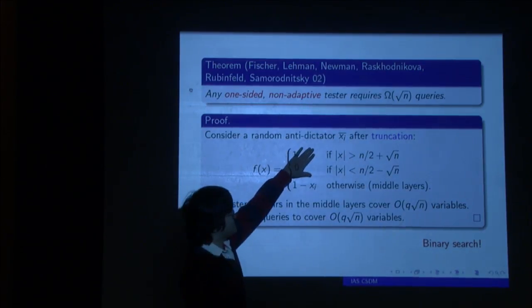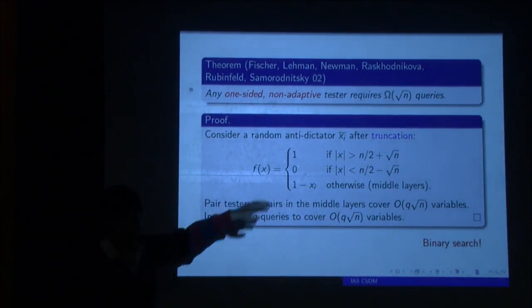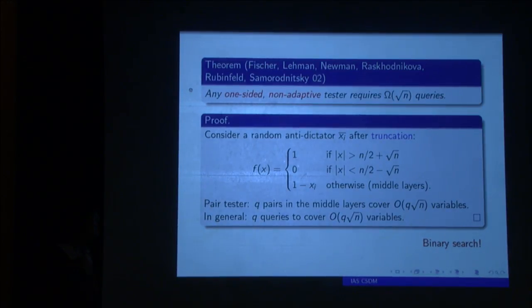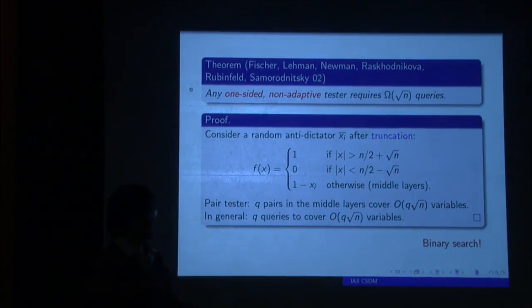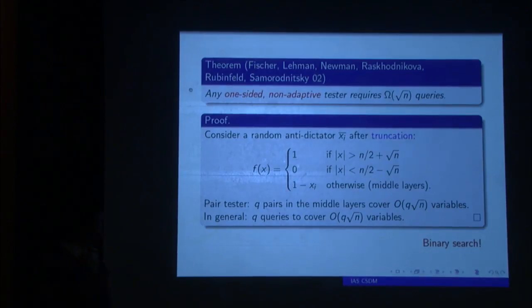So this is the function. Forget about these parts. Basically, we ignore the points outside of the middle layers. Inside the middle layers, you just take the anti-dictator function. Now think about how the pair tester would work. Each pair would help us search or cover root n indices.